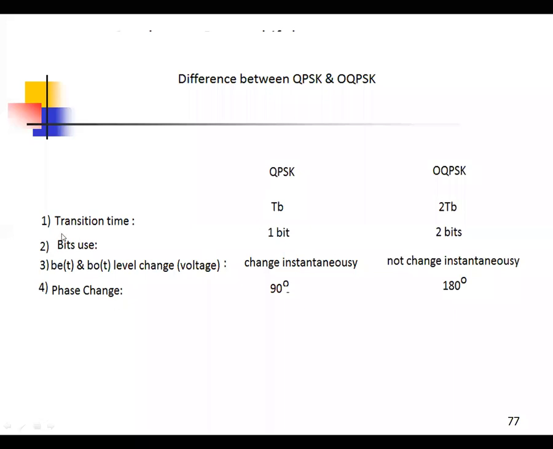The first difference is transition time. Transition time of the QPSK TB, OQPSK 2 TB. So the QPSK is offset QPSK, OQPSK is non-offset QPSK.